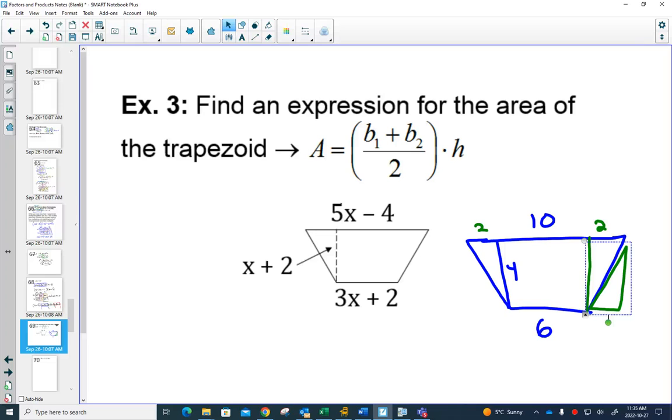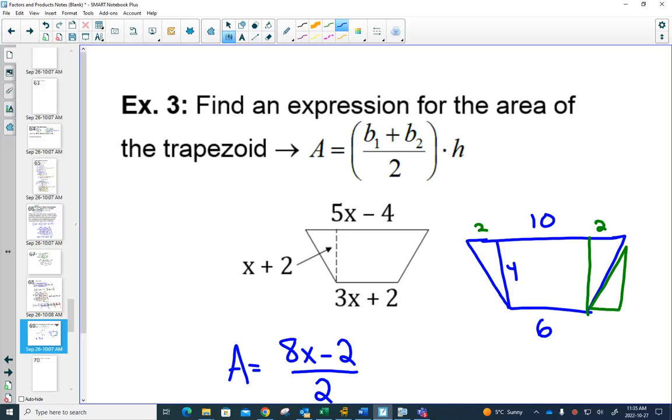If I add my base 1 and my base 2, can you see that there's like terms? The top and the bottom, you would get 8x minus 4 and plus 2 would be minus 2. That's what I would get if I added them together. All divided by 2 times by my height, and my height is x plus 2.